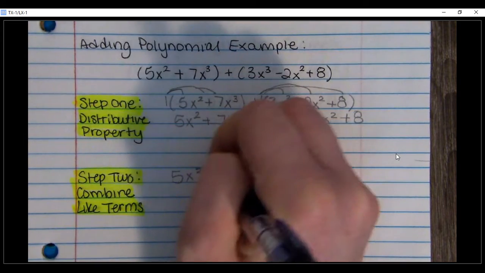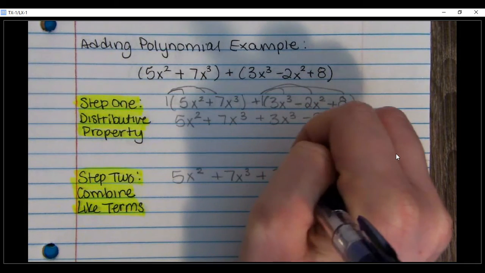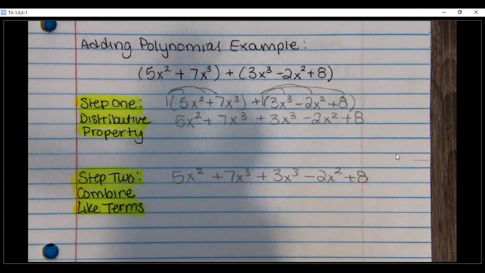So next step is going to be combining like terms. We talked about this in a couple of videos, so I will show you the same way that I did there.